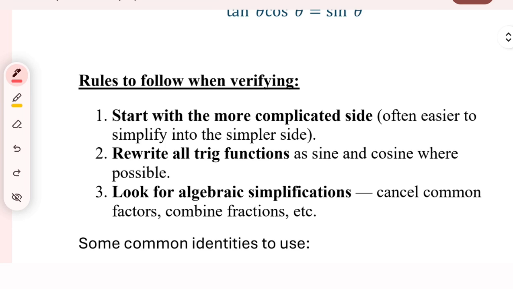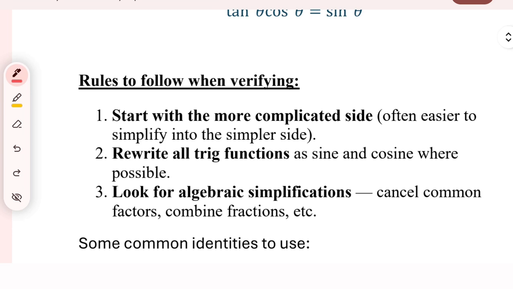Or algebraic identities. The first one is, because you have both sides of the equation, number one, start with the more complicated side. It is often easier to simplify into the simpler side. So pick a side, right? Which side do you think is the more complicated side? Then you start there.